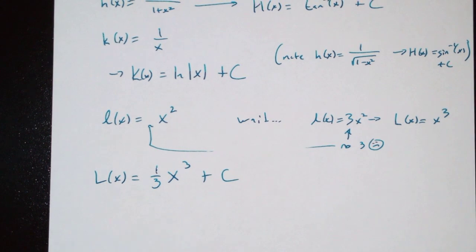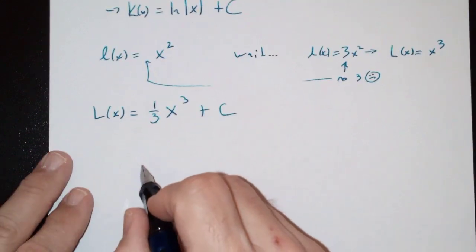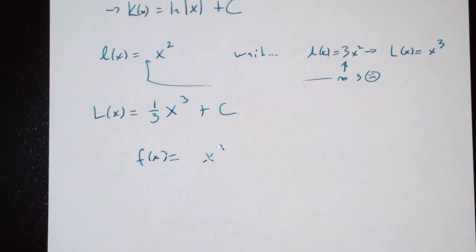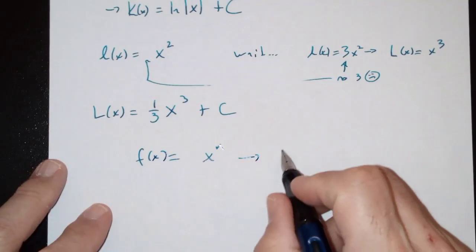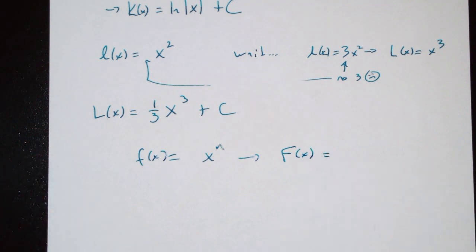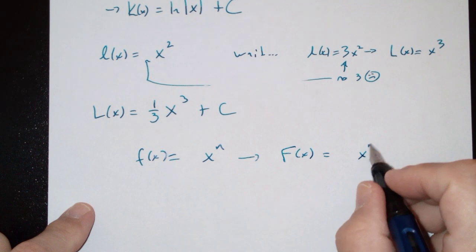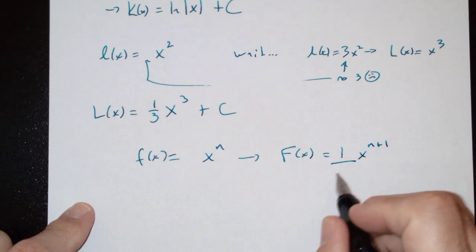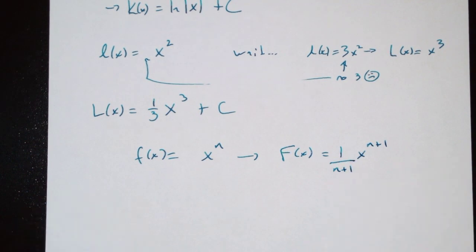I can generalize this. Any power, x to the nth. If I do the antiderivative of this, let's follow that backwards idea. I'm going to add 1 to the power, and I'm going to divide by the new power.